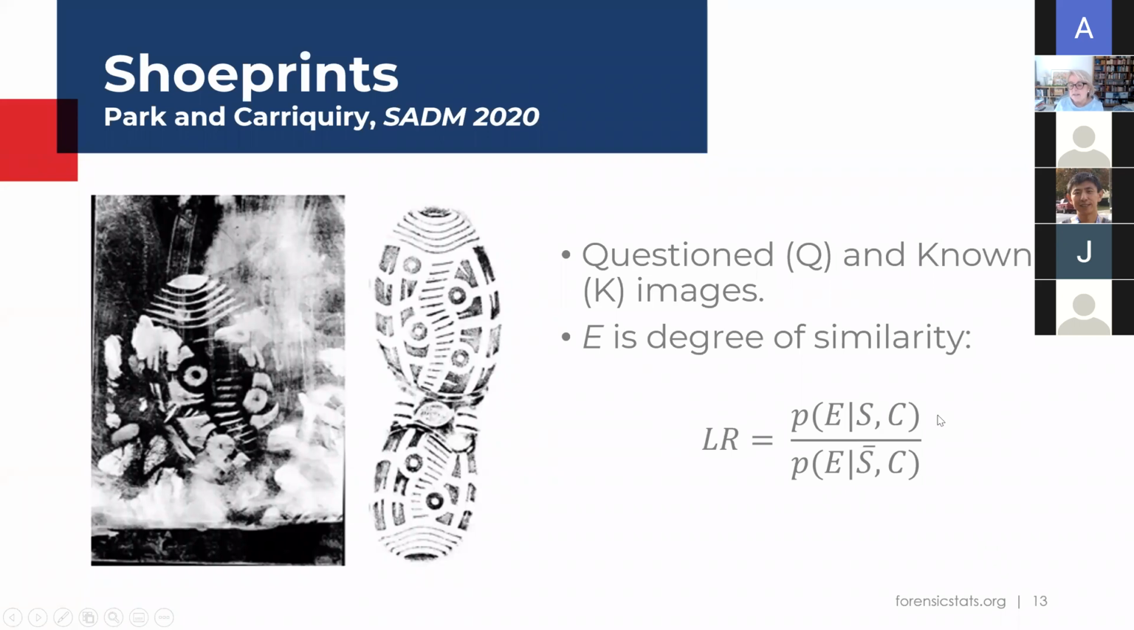And the denominator is the probability of observing that evidence, even though class characteristics agree, but by chance alone, given that the defense is right.